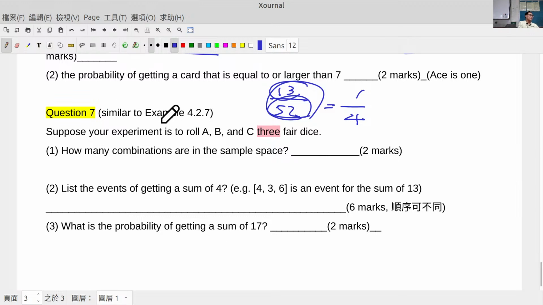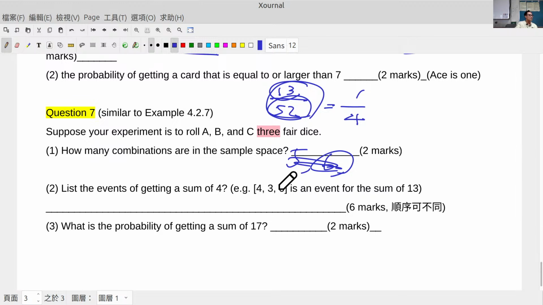Suppose your experiment is to roll 3 dice, A, B, C. How many combinations are in a sample space? Right now, if you think the sample space for 3 dice is 5 or 6, just write down the number. You don't need to list all outcomes. Then list the events of getting a sum of 4.